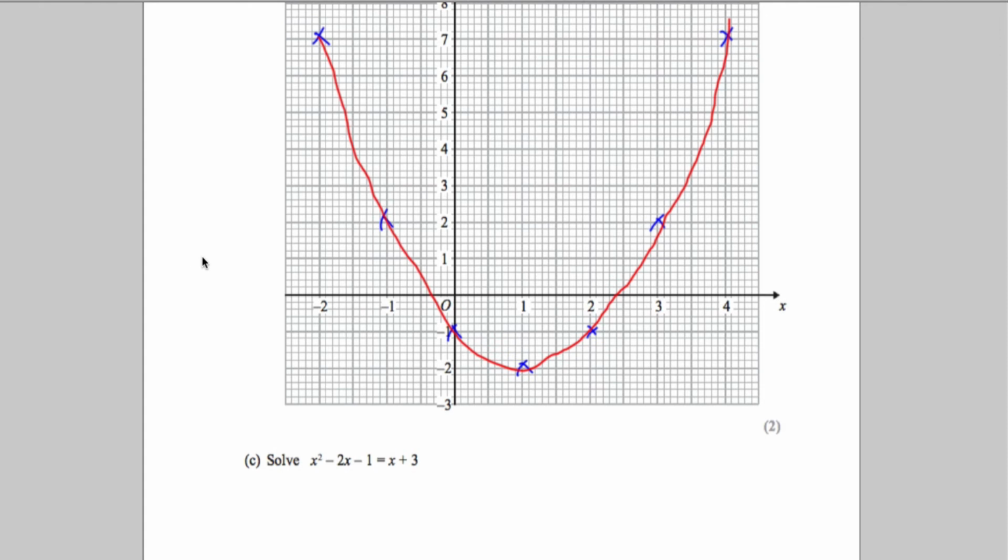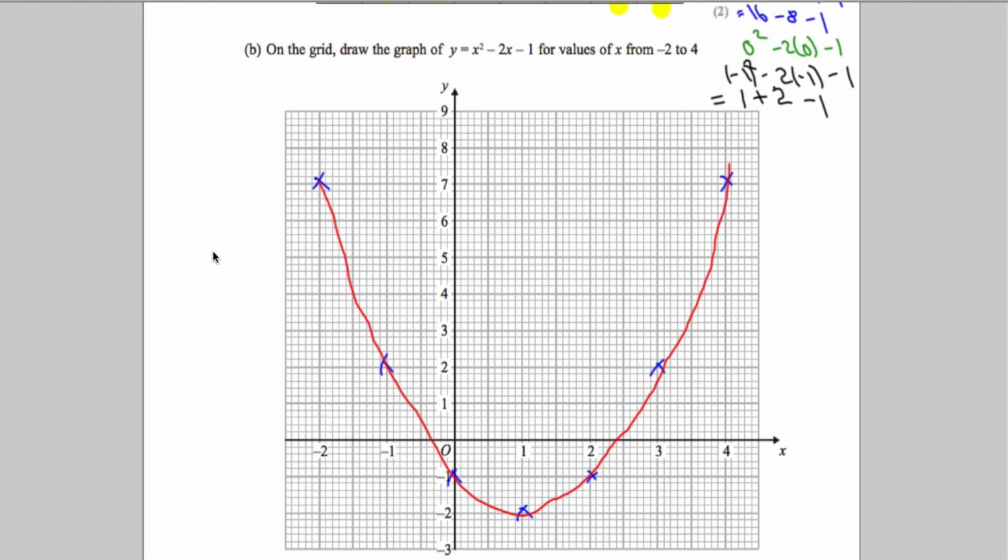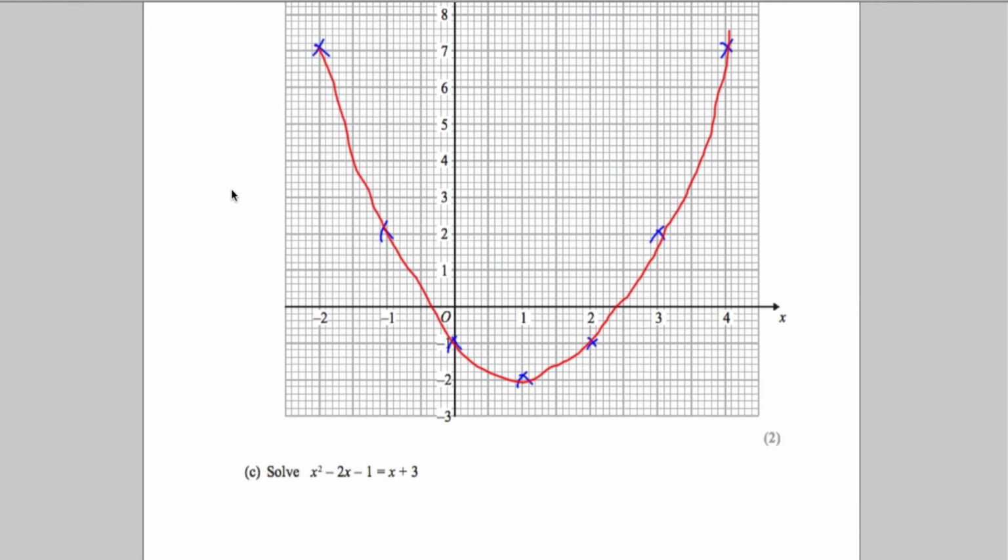Okay, part C, we're asked to solve x squared minus 2x minus 1 equals x plus 3. Notice, x squared minus 2x minus 1 is what we've just drawn the graph of. So I actually have the graph of that, and I want to know where it is equal to x plus 3. Well, why don't we just draw the line x plus 3? So if you know how to draw that line, let's get it on the graph and then see where the two functions are equal to each other.